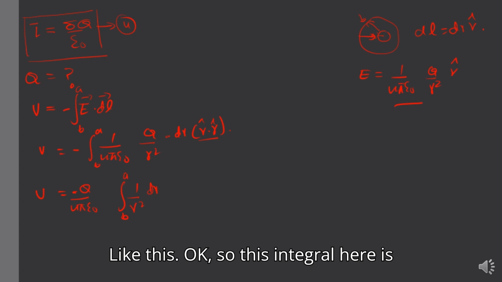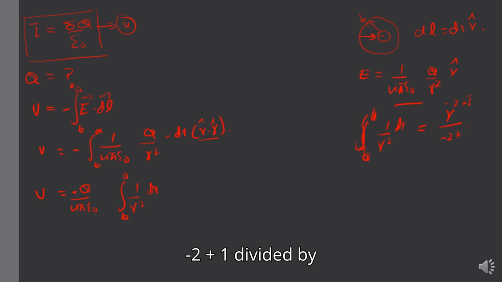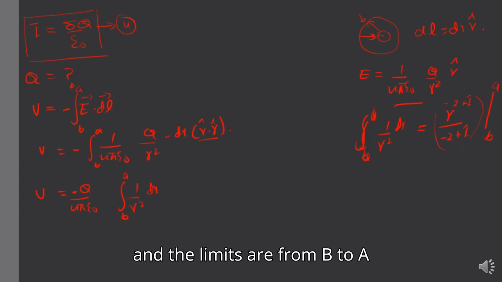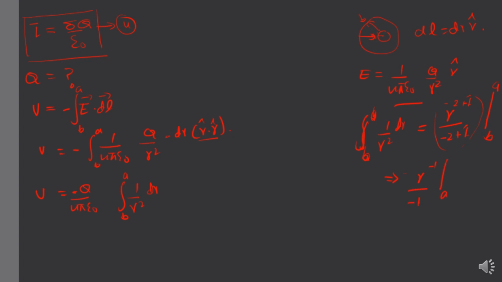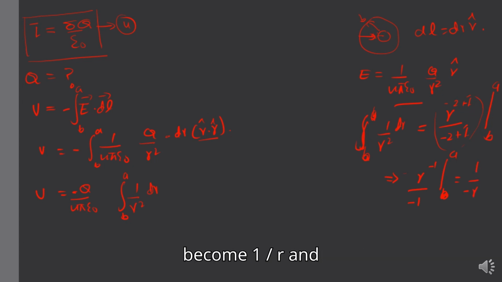So this integral from B to A of 1 divided by r square into dr is equal to r to the power minus 2 plus 1 divided by minus 2 plus 1, and the limits are from B to A. Now this will become r to the power minus 1, divided by minus 1, with limits from B to A. First of all we bring it in the original form, this will become 1 divided by minus r, from B to A limits.